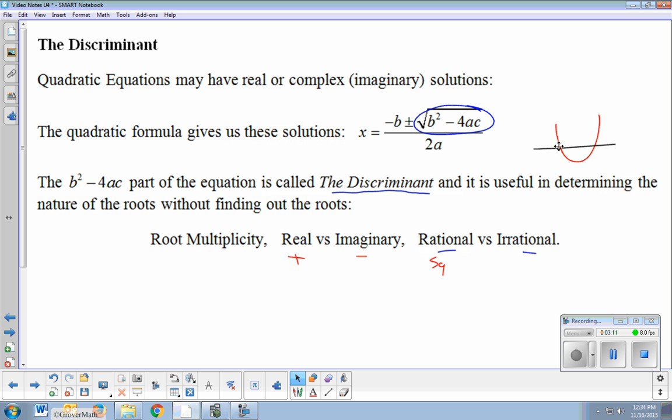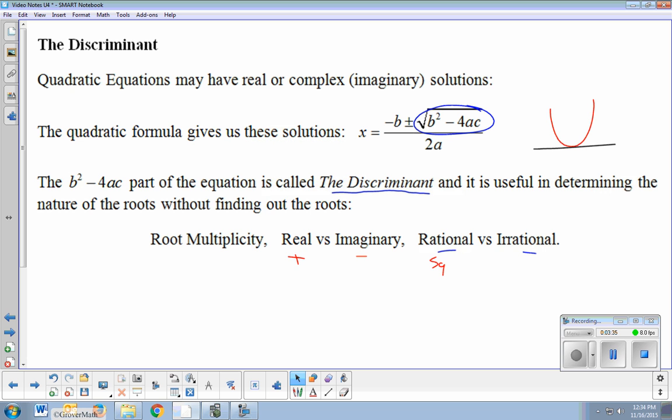But if the discriminant is 0, if we end up with a 0 in here, well, plus 0 and minus 0, those are not two different things. You don't get two different answers. So you just get one answer. And if you only have one root and you're a degree 2 equation, it has to be multiplicity 2. Because you can't have one real and one imaginary. Imaginaries always come in pairs. They come in conjugate pairs.